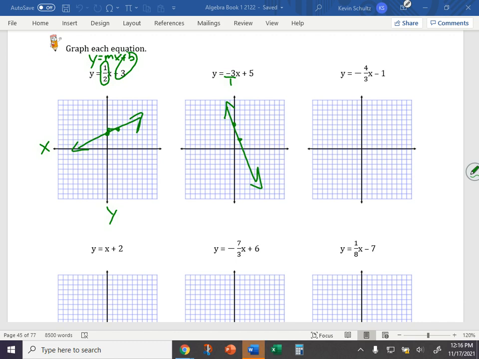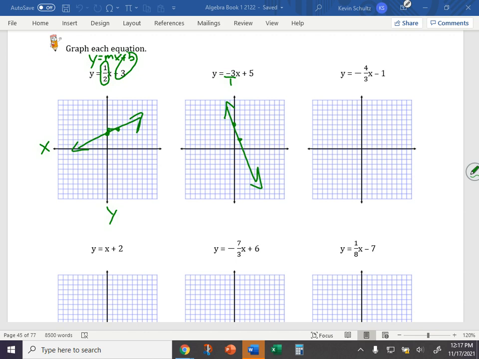You might notice that our first line is sloping upward from left to right, and our second line is sloping downward from left to right. That's not a coincidence that our positive slope, 1/2, is sloping upward. Our negative slope, -3, is sloping downward. Okay? Slope tells us how the line moves. A negative slope will be a downward sloping line. A positive slope is an upward sloping line.